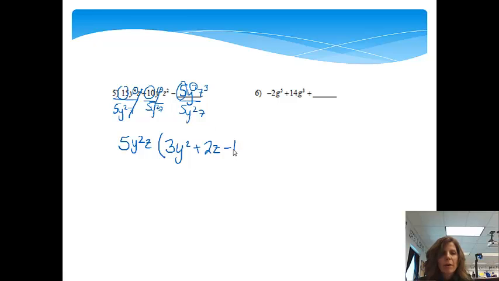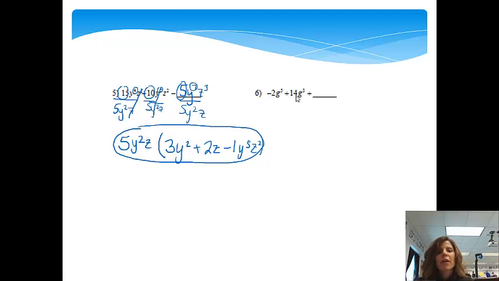5 divided by 5 is 1. Y to the 7th over y to the 2nd, if I subtract, I'll get y to the 5. Z to the 3 over z, if I subtract, I'll get z to the 2. So that polynomial is now factored. All right, last one, I have negative g to the 5th plus 14g cubed plus 20.